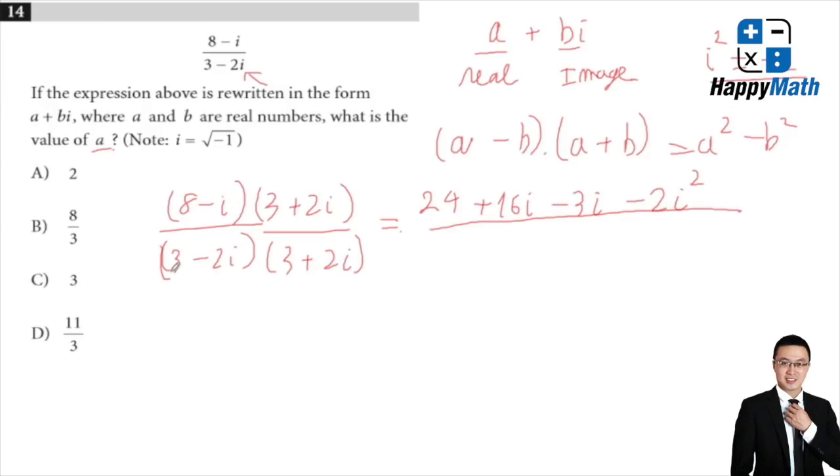So we have here a squared minus b squared, which means 9 minus 4i squared. So i squared equals minus 1, so here is minus 2 times minus 1 is plus 2, plus 2, 24, 26, 12 here, so 2 plus 1i, and the answer is A.